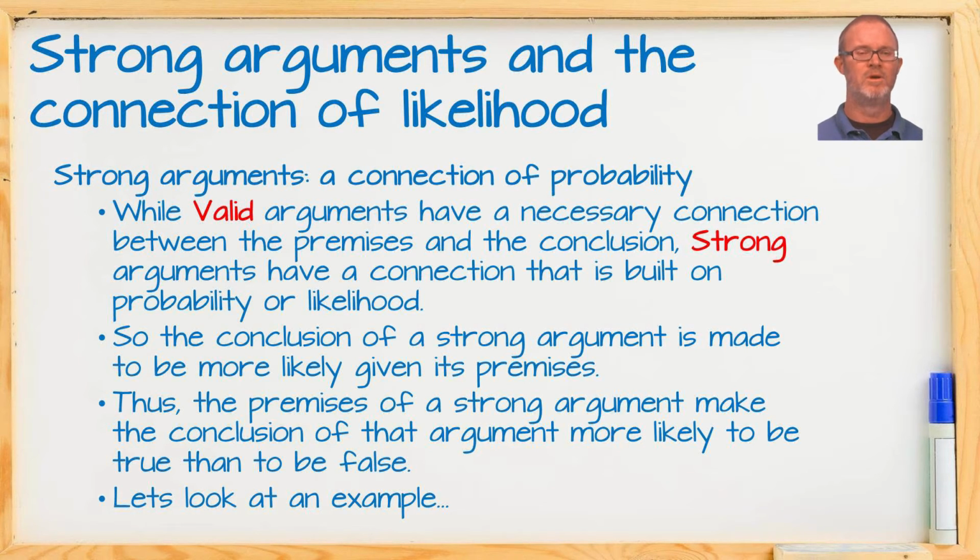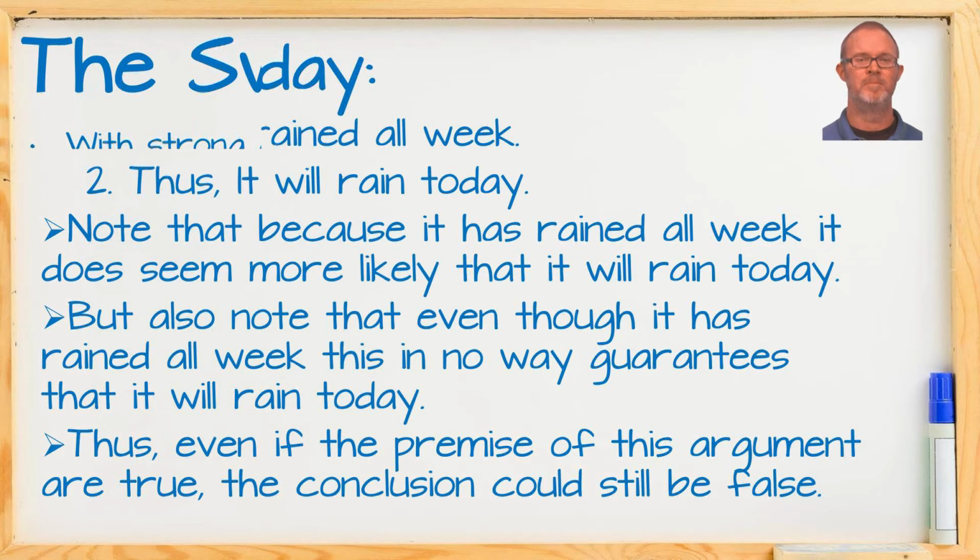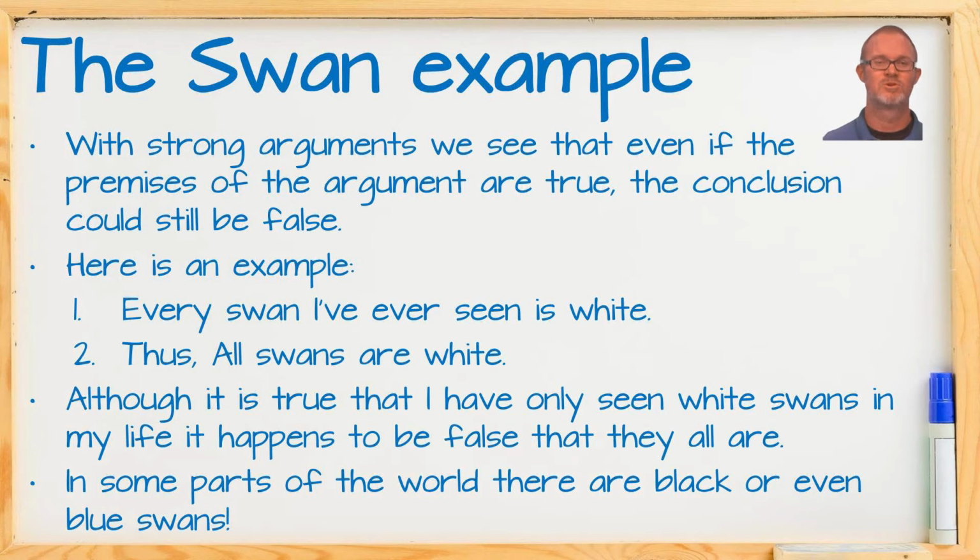Okay, so here's an example. This is the rain today example. Our first premise is that it's rained all week. Therefore, our conclusion is that it will rain today. Note that because it's rained all week, it does seem more likely that it will rain today. That often happens, right? You have rain all week and then you continue to get it through the weekend. But also note that even though it's rained all week, this in no way guarantees that it will rain today. For oftentimes what does happen is that it stops raining, right? So even if the premise of this argument is true, the conclusion could still be false, right?